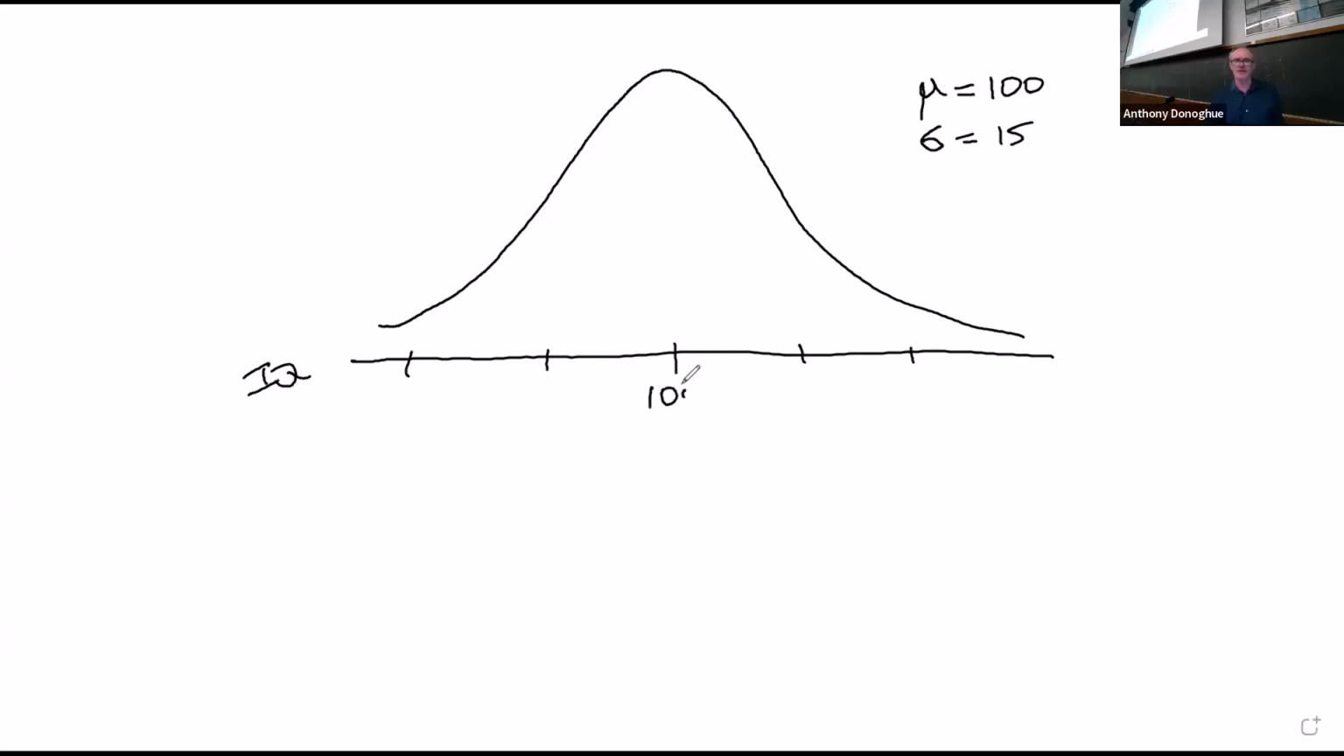We know that the mean is in the middle of the curve, and this is one standard deviation above and two standard deviations above, and one standard deviation below, two standard deviations below. You need to understand the characteristics of the normal distribution and the empirical rules for the normal distribution. It's symmetric, and 68% of values are within one standard deviation, 95% of values are within two.